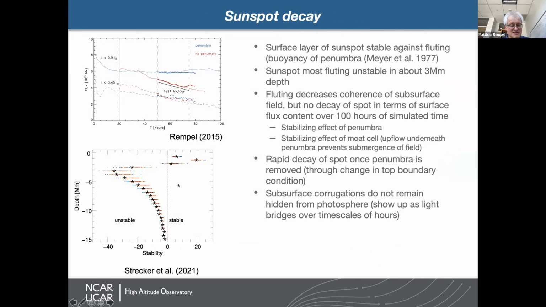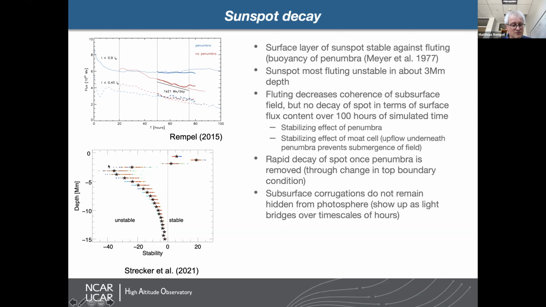She analyzed fluting instability in the sunspot simulations. She found the top layers are stable, and this is expected based on work several years ago by Meyer et al., that essentially the buoyancy of the penumbra stabilizes the spot against fluting.